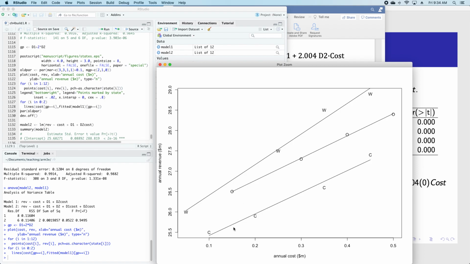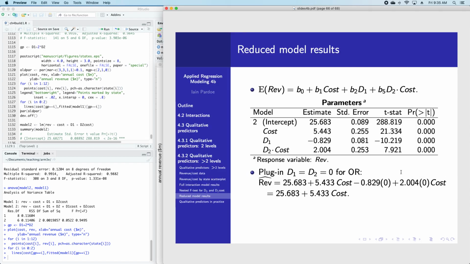But if I was to trace this line back to when annual costs are 0, they would cross the axis at different points, so they've got different intercepts. Whereas Washington has a different slope to the Oregon line, and if I trace back to where cost is 0, those would both have the same intercept. Okay, so this represents this fitted model here.